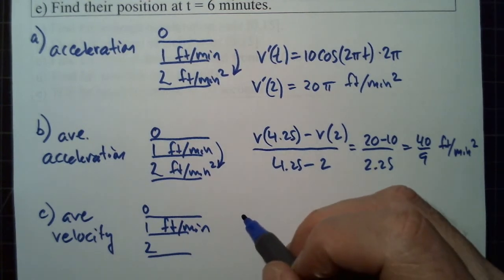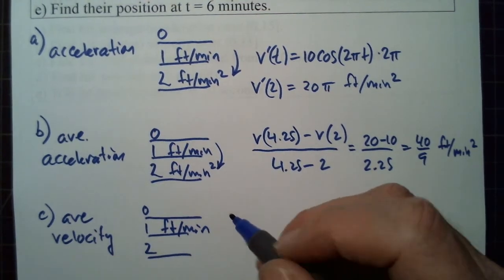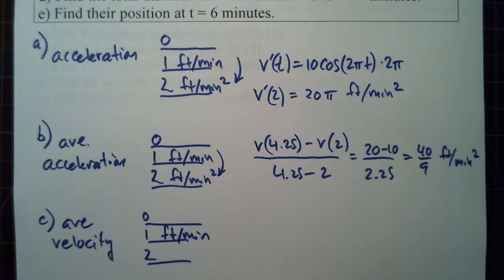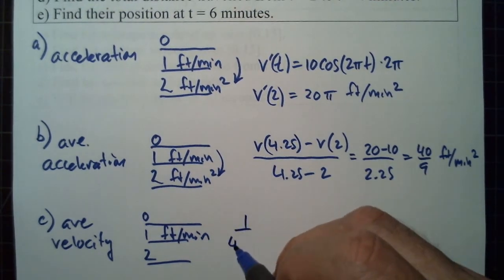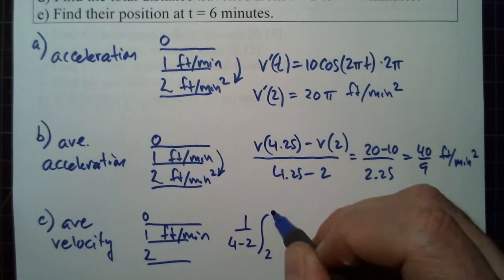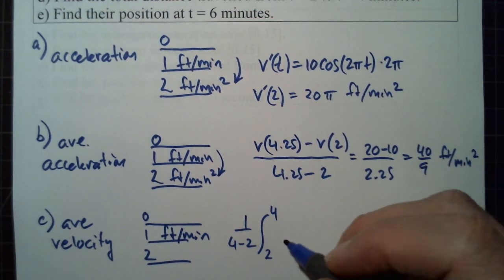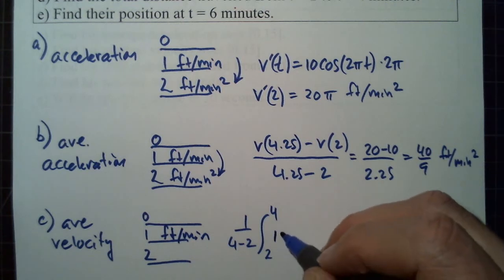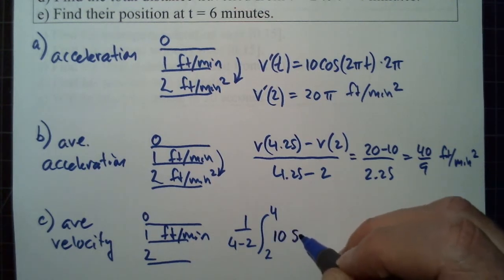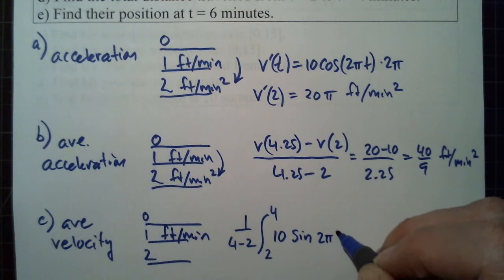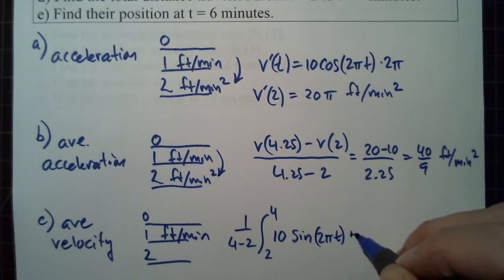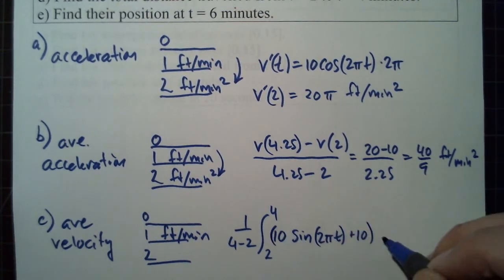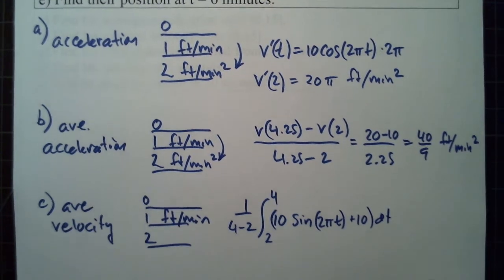So for part C, from 2 to 4, it's going to be 1 over 4 minus 2, from 2 to 4, and then we'll integrate the velocity. And the velocity is 10 sine 2 pi t plus 10 dt.